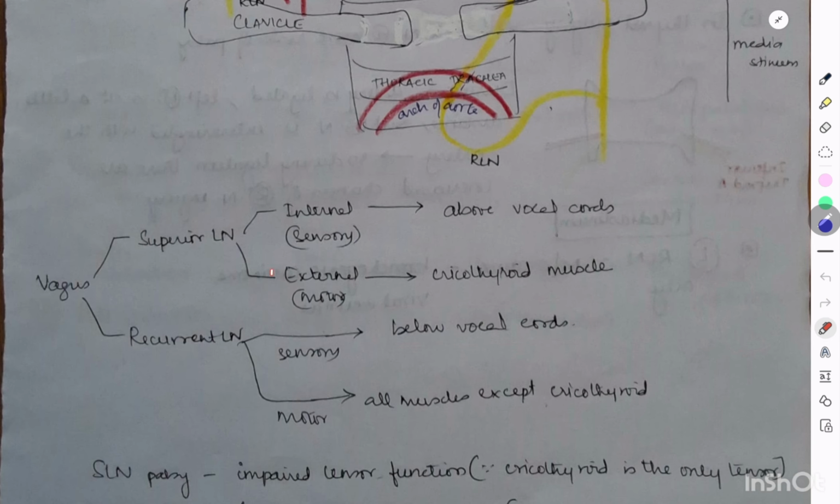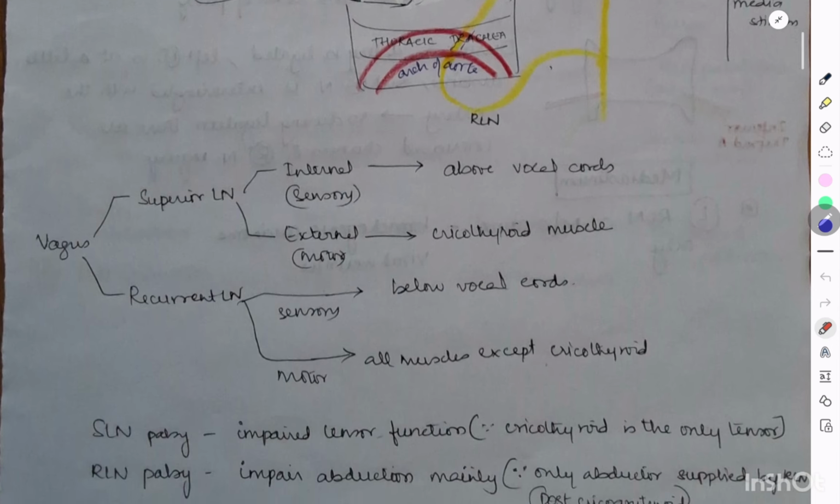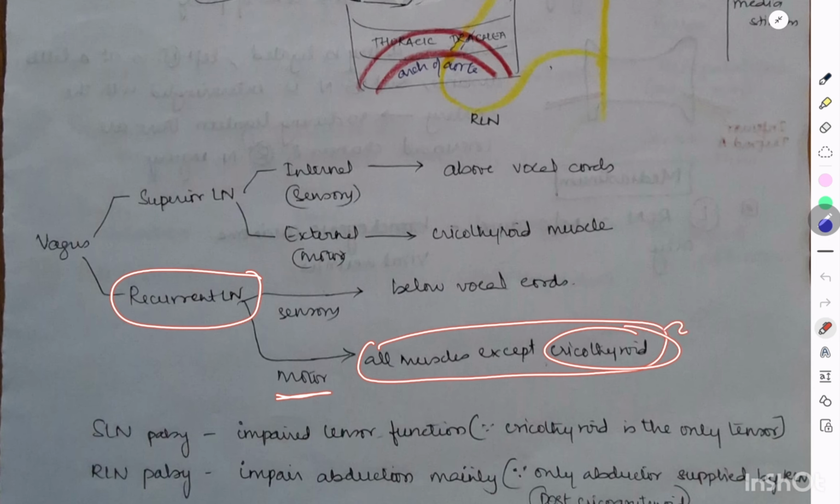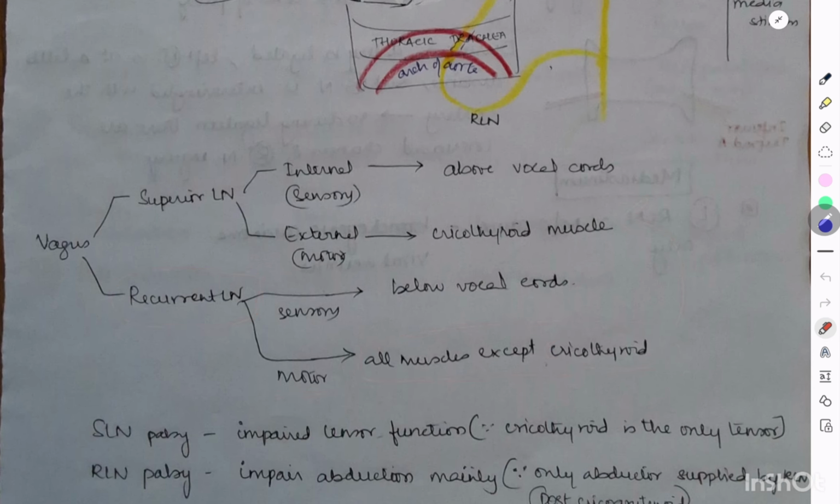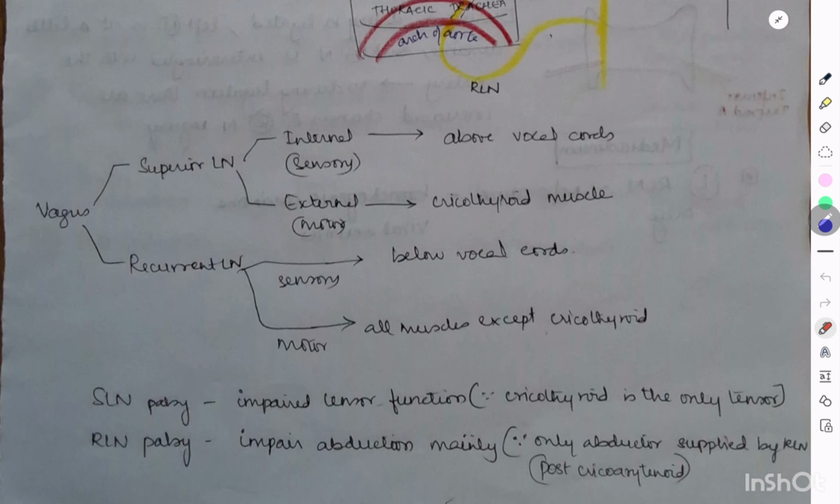Coming to the motor part, the superior laryngeal nerve gives a branch, the external laryngeal nerve, which supplies only one muscle, that is the cricothyroid muscle, whereas the recurrent laryngeal nerve gives the motor supply to all the muscles except cricothyroid. It's very simple if you know the action of the cricothyroid muscle. Cricothyroid is the only tensor and it is a secondary adductor, means it keeps the vocal cords in the midline. If you remember this, it is very easy.